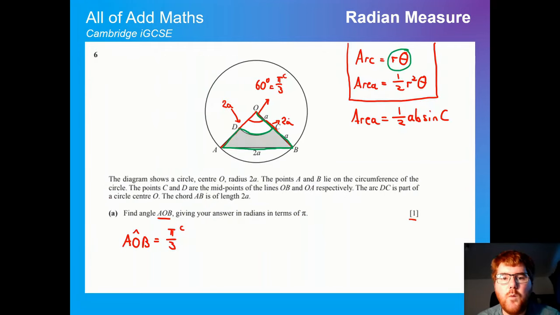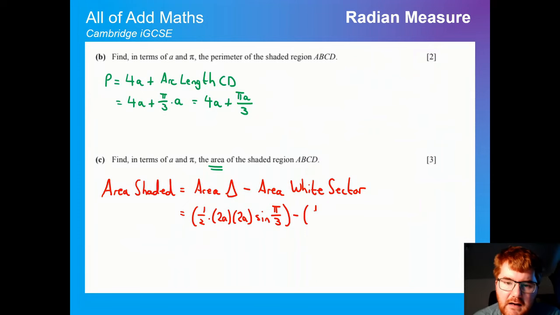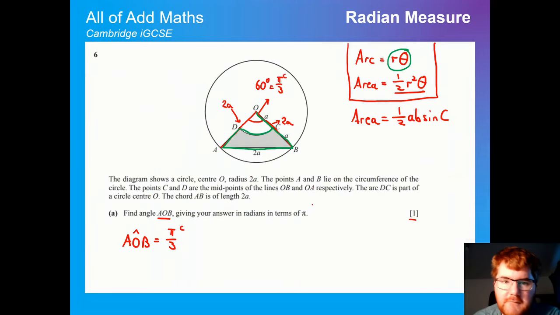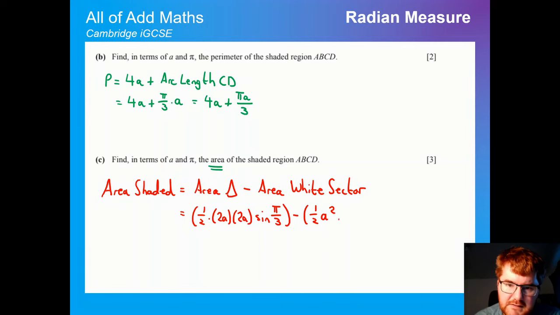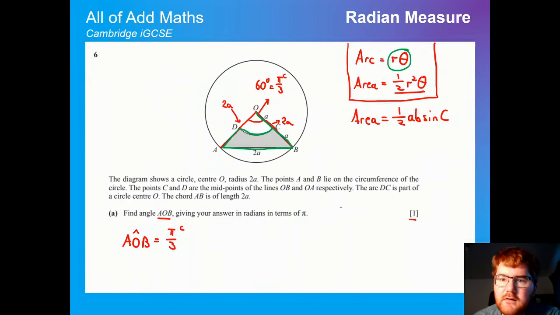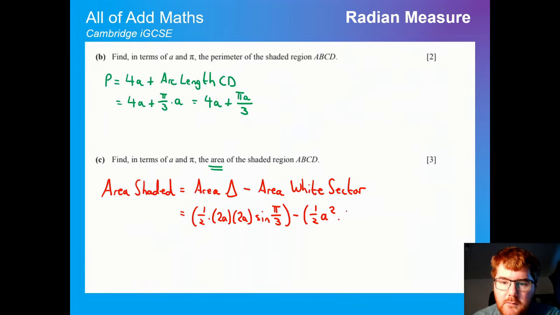And then the area of the white sector, we can just use this formula that we wrote down, 1/2 r squared theta, where our radius is a and the angle hasn't changed. So we then get minus a half a squared times just the angle here, which is equal to pi over 3.